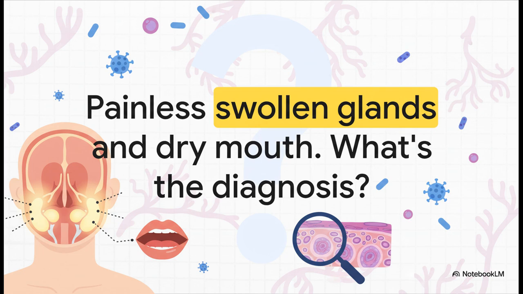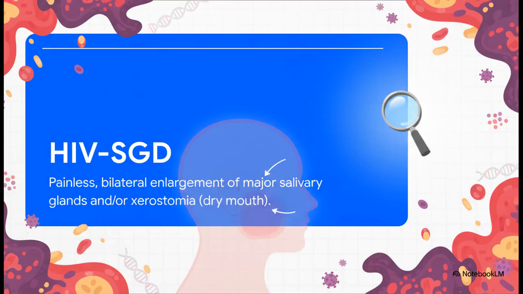Okay, so picture this. A patient walks into your clinic, they tell you the glands on both sides of their face have been getting bigger, but it doesn't hurt, and their mouth has been really dry. Now, this classic presentation could be a lot of things, right? But there's one specific condition that should be way up high on your list, and it could be the very first clue to a much bigger diagnosis. And that condition is HIV-associated salivary gland disease, or HIV-SGD for short.